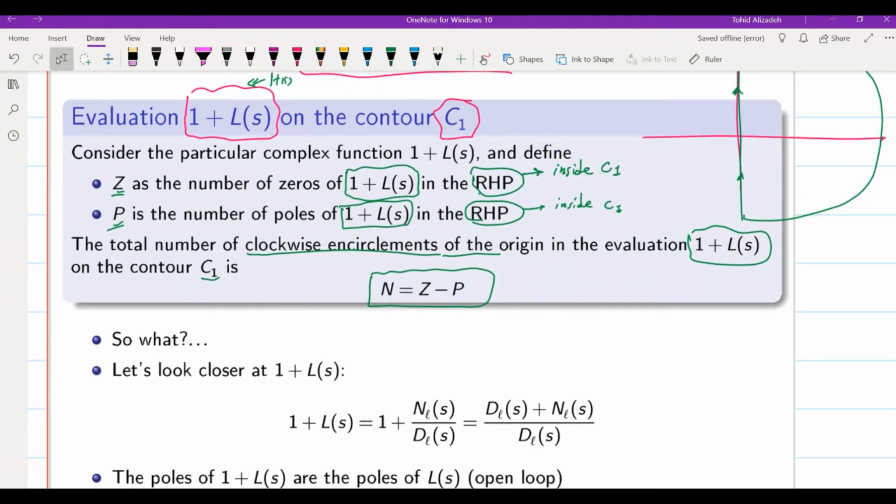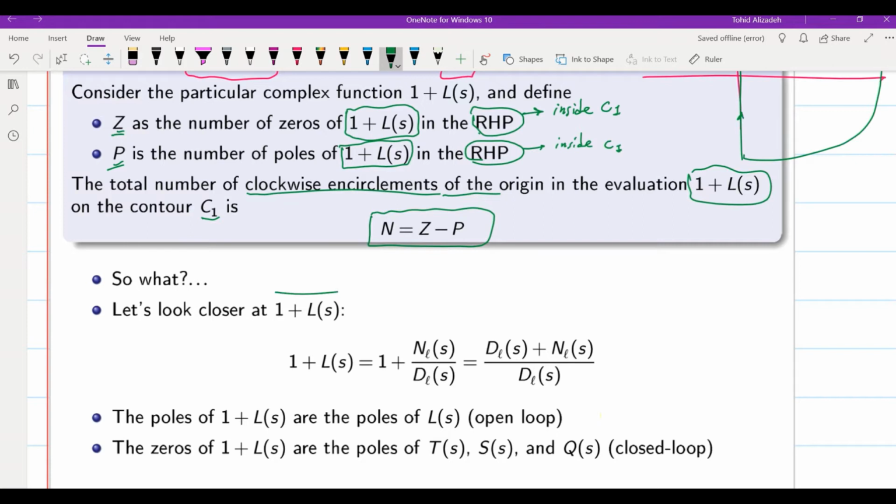But now we need to see how this could be used in order to determine the stability of the closed loop system. If we check the 1 plus L of S that we have, where for L of S we use NL over DL, and keep in mind that L of S is the loop transfer function, which is basically GC times GP, the loop transfer function. We will have 1 plus L equal to 1 plus NL over DL, and it could be written in the form of DL plus NL over DL.